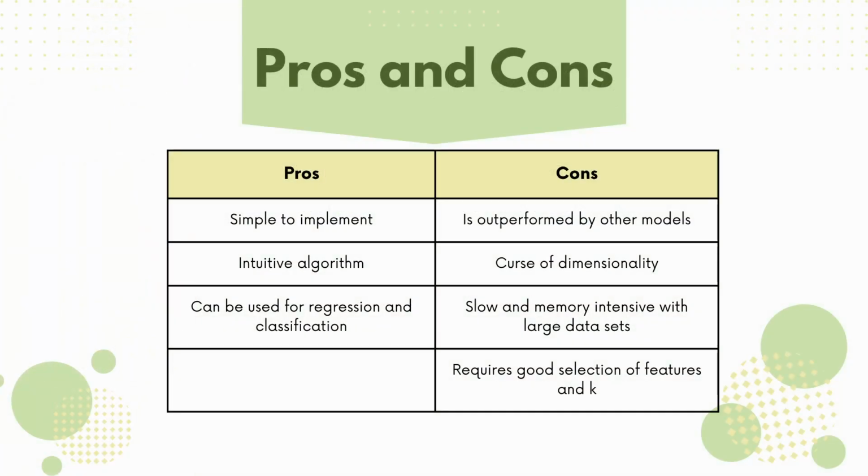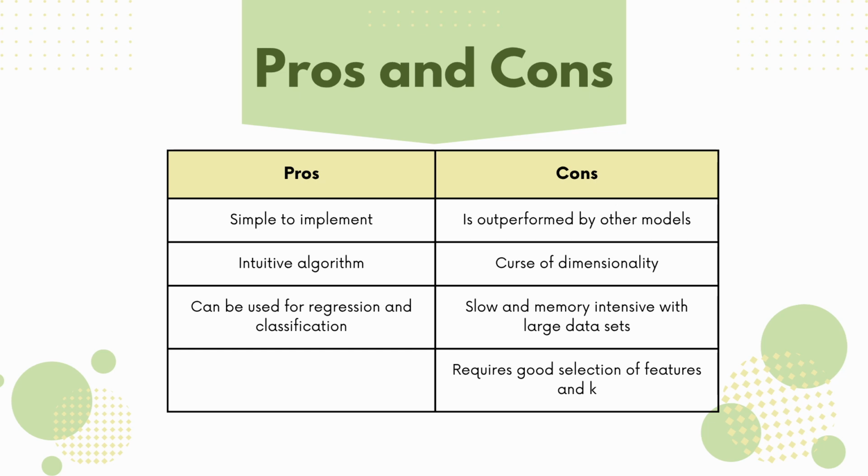Overall, KNN is a very beginner-friendly algorithm. It is easy to implement and has an intuitive algorithm. Anyone with knowledge of Euclidean distances, mean, and mode will be able to understand it. It is also a flexible model as it can be used for regression and classification. The biggest con is that KNN is outperformed by other models, but that is to be expected considering its simplicity.